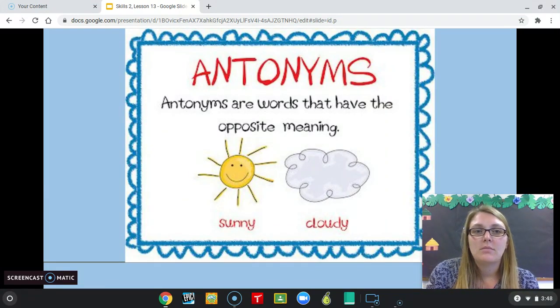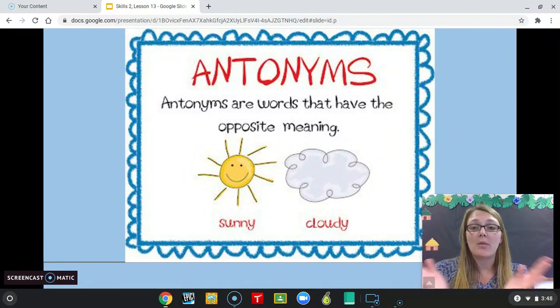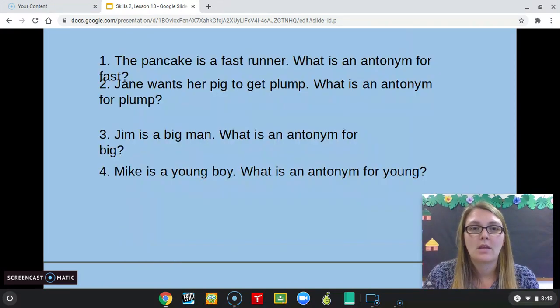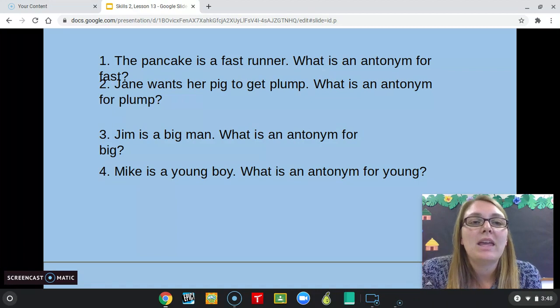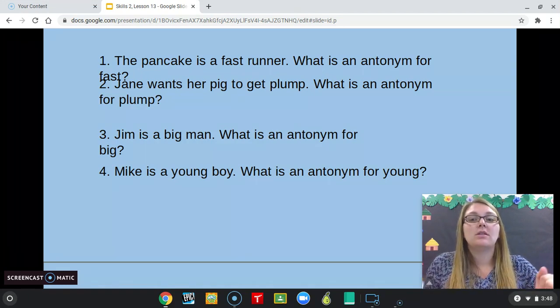Okay, antonyms. Antonyms are words that have the opposite meaning, like sunny and cloudy. They're opposite, up and down, tall and short. Okay, so here are some questions. Number 1, the pancake is a fast runner. What is an antonym for fast? What's opposite of fast? What do you think?